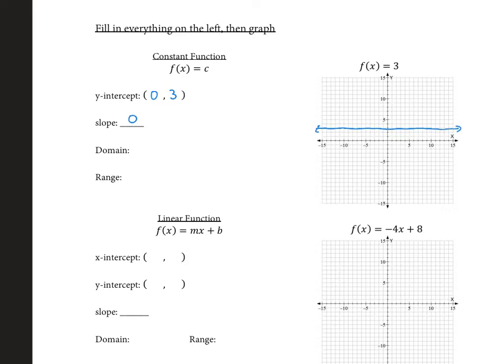Okay, domain, you can see this goes to the left forever and then goes to the right forever. Okay, and then the range, as far as y values, it only goes through 3. There's only one number in the range, and that's 3, so you have to put it in the squiggly brackets. Parentheses and regular brackets are for all the numbers from this to this. Squiggly brackets is just for a single number. You can also list them, but for us it'll just be a single number.